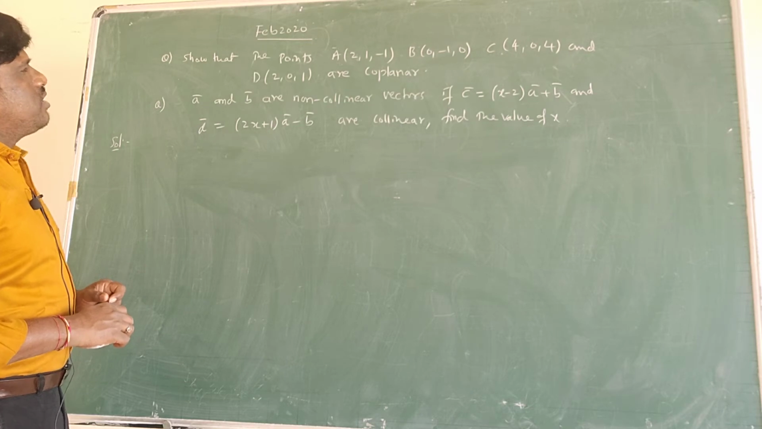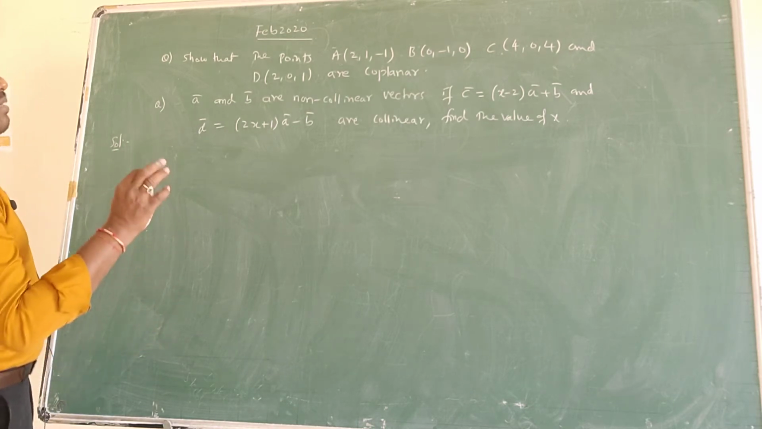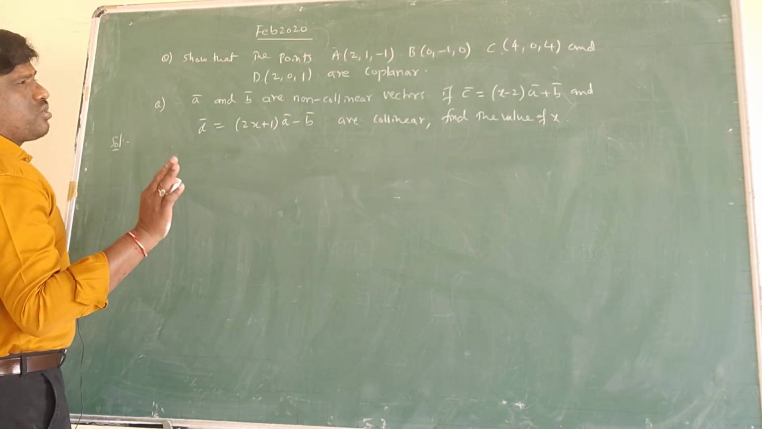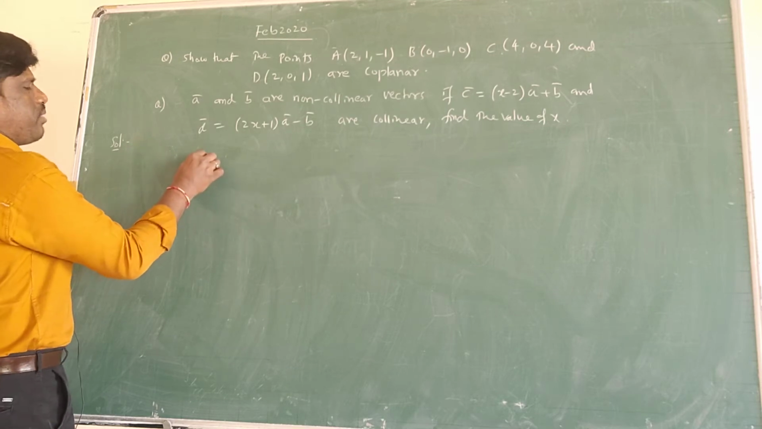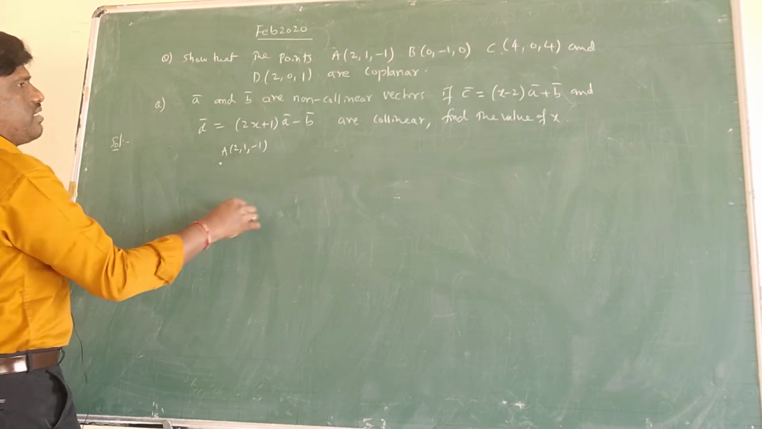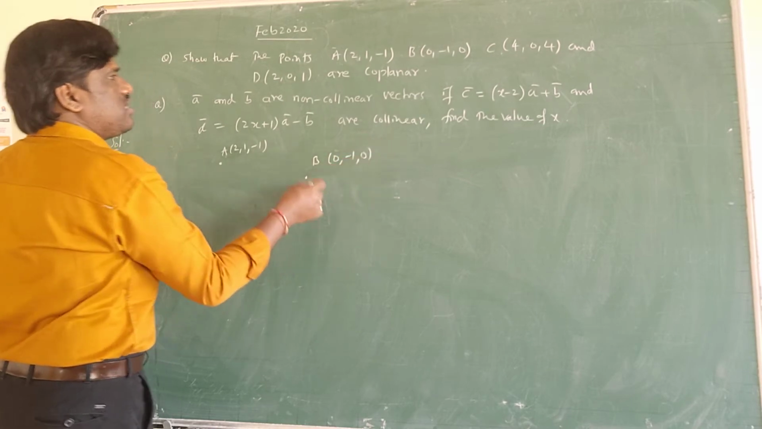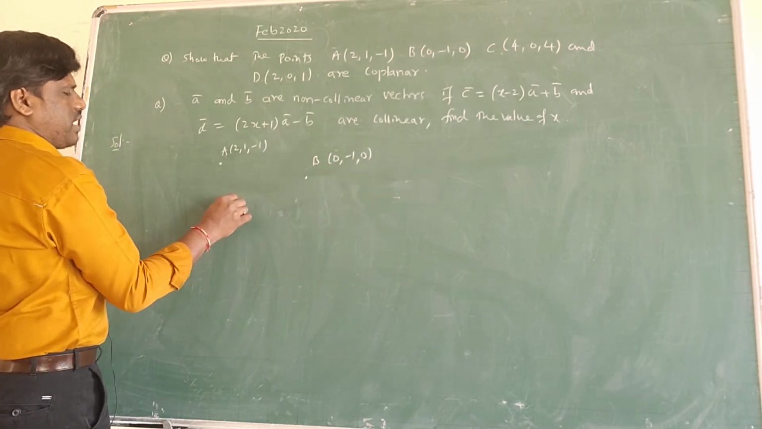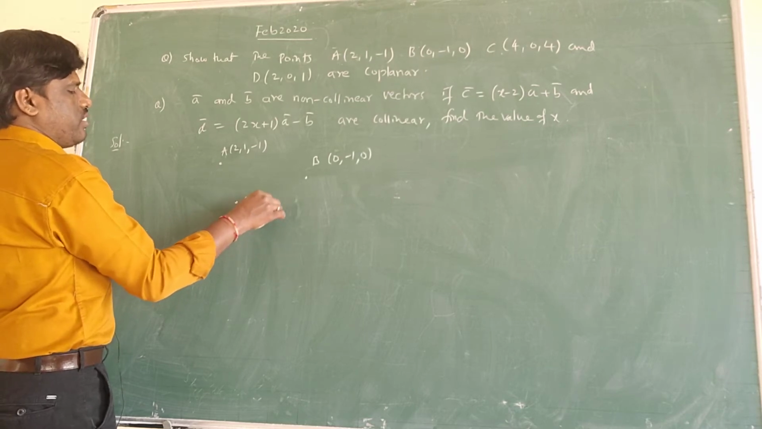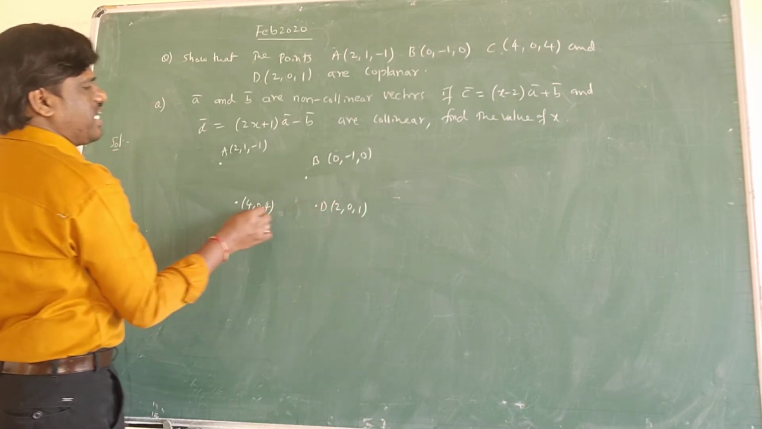The first question is, show that the points A, B, C are coplanar. When can we say points are coplanar? If their box product is 0. So what you have to do here is simple: you have points in space, like here A is 2, 1, minus 1, B is 0, minus 1, 0, C you can take anywhere, it's not necessary, C is 4, 0, 4 and D is 2, 0, 1.